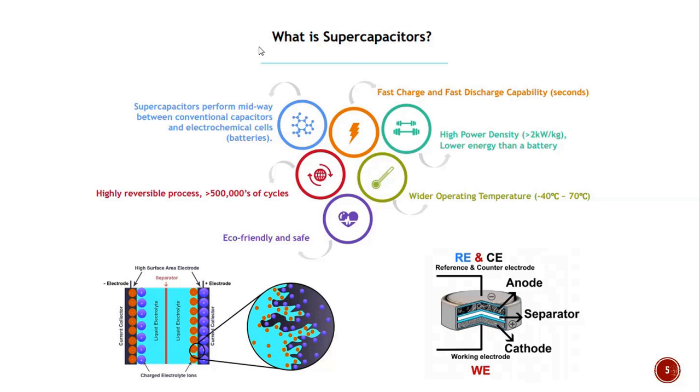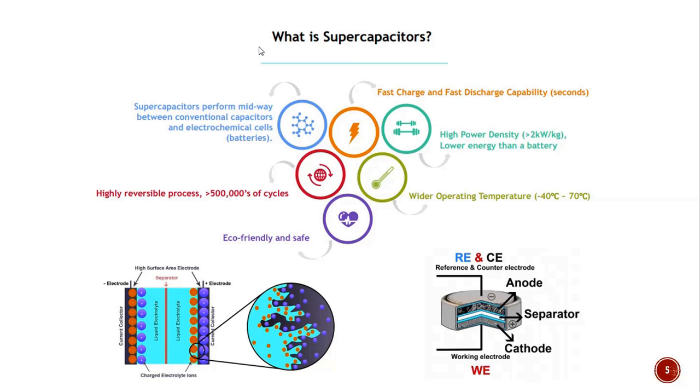So what is a supercapacitor? This is the basic question. A supercapacitor has fast charge and fast discharge capability, like within seconds it can charge, and they have very high power density, but they have lower energy density as compared to batteries. A supercapacitor performs midway between a conventional capacitor and an electrochemical cell like batteries. Like it is in between capacitor and batteries.